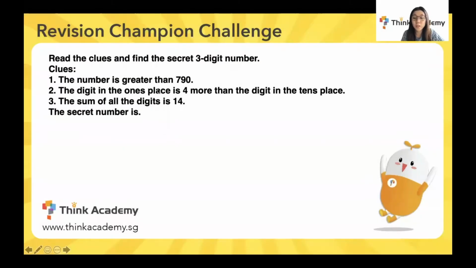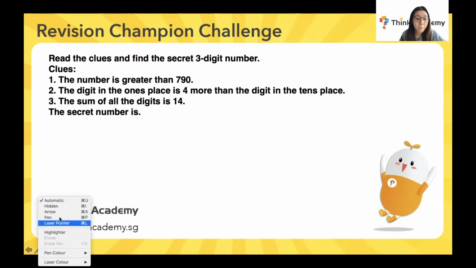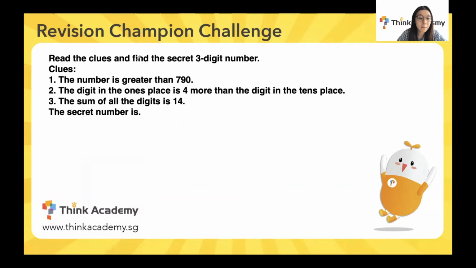Okay, so for this question, we read it together. It says, read the clues and find the secret 3-digit number. So we have 3 clues over here. We know that the first clue is the number is greater than 790. And then the next clue is the digit in the ones place is 4 more than the digit in the tens place. Then the sum of all the digits is 14.